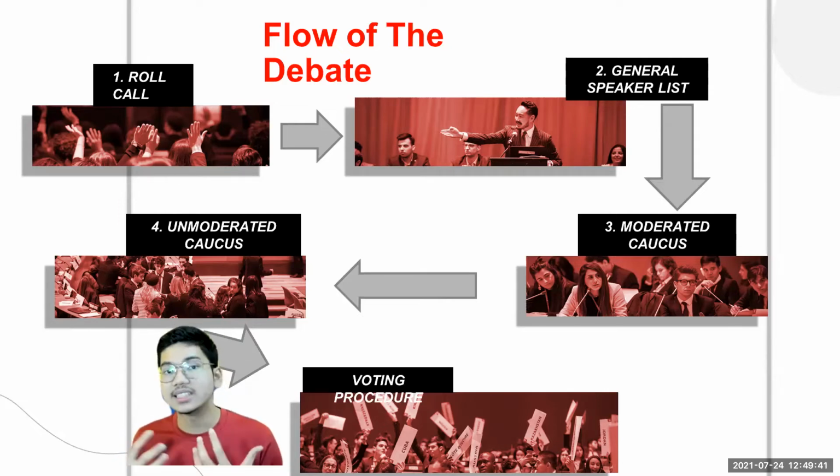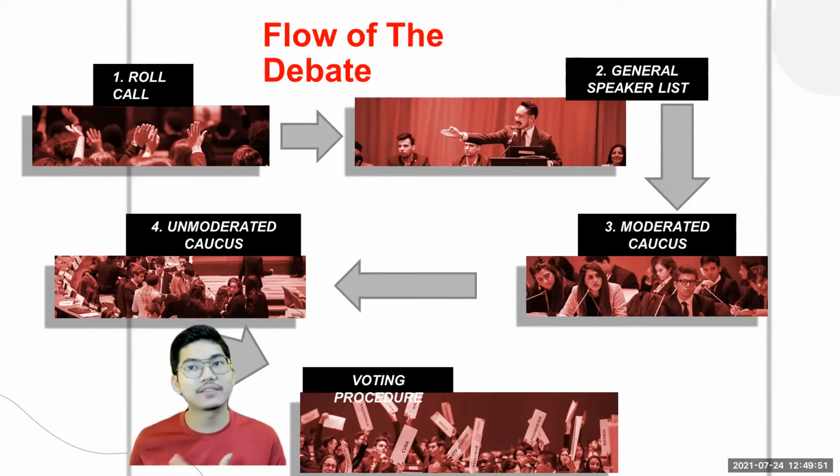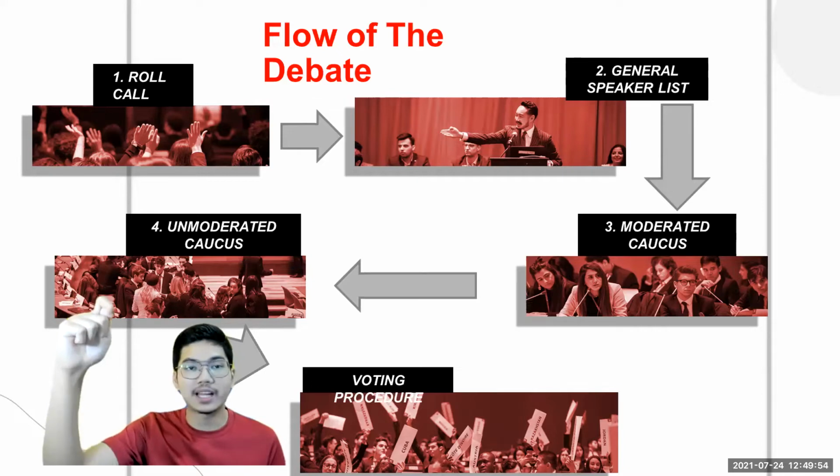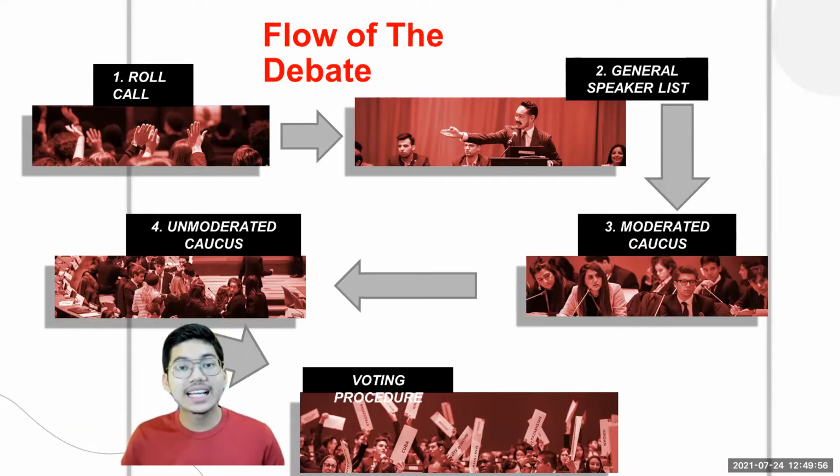But in moderated caucus, everything is limited, and as the name goes, this is moderated by the chair. In unmoderated, again, it's not moderated by the chair. So you're not going to have to wait to raise your placard whenever you want to talk, okay? Because it's unmoderated.